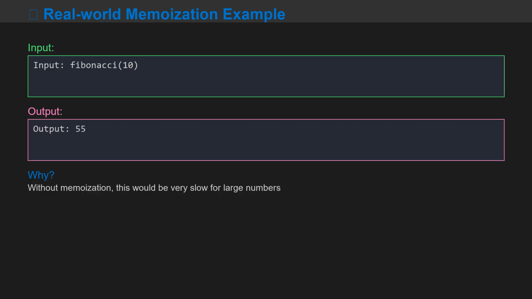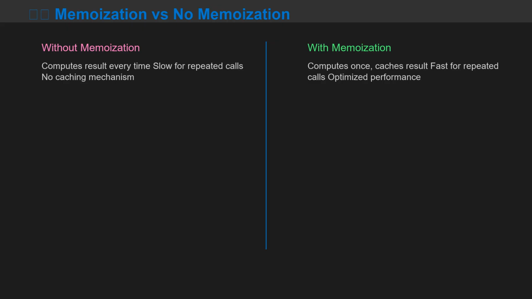Let's look at a practical example. Calculating the 10th Fibonacci number is straightforward, but without memoization, calculating the 100th Fibonacci number would be extremely slow. Memoization makes this efficient. Let's compare the two approaches. Without memoization, we compute the result every time we call the function, which can be slow for repeated calls. With memoization, we compute the result once and cache it, making subsequent calls much faster.